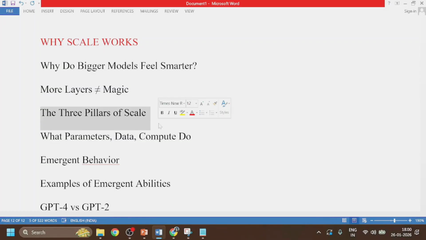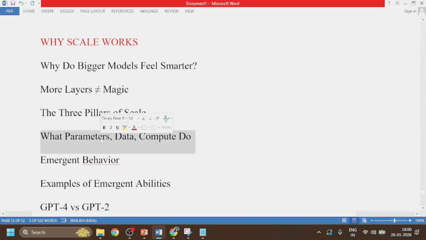So what do parameters, data, and compute do? More parameters allow the model to store more patterns, more data improves generalization, and more compute improves optimization. Scaling only works when these grow together.